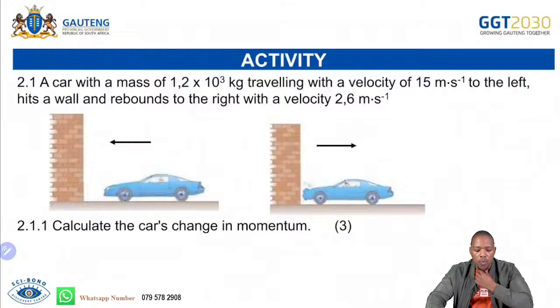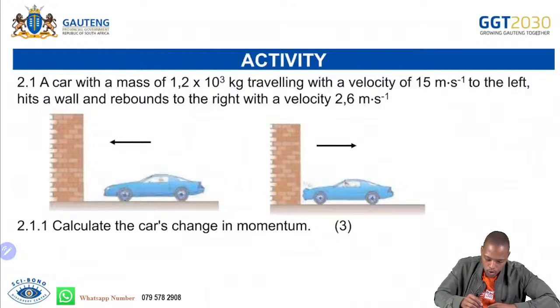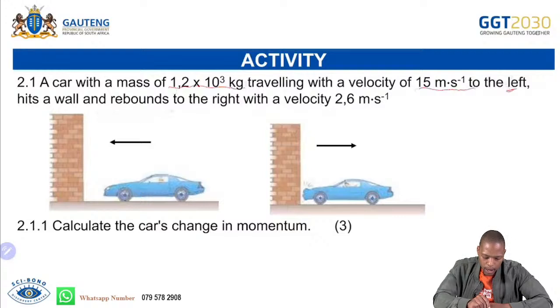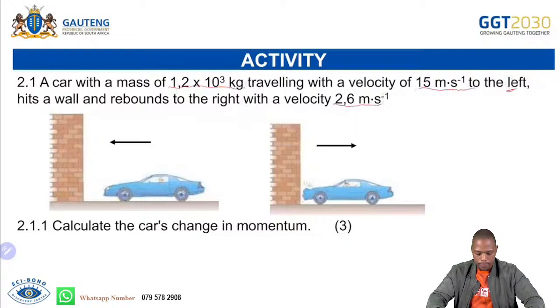Okay, right. Another example here, where we are calculating the change in momentum. It says a car with a mass of 1.2 times 10 to the power of 3 kilograms, right, traveling with a velocity of 15 meters per second to the left. This time around, we are given direction, to the left, so it should be simple. It hits a wall and rebounds to the right with a velocity of 2.6 meters per second, right?